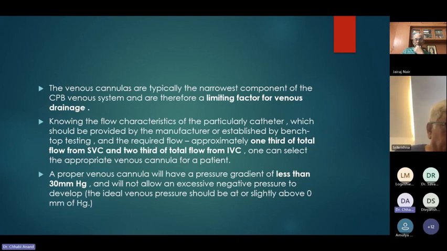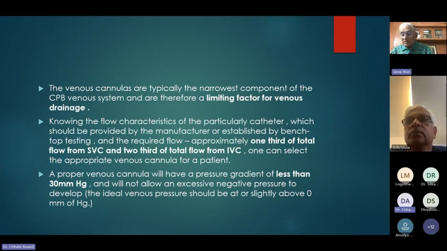These venous cannulas are typically the narrowest component of the CPB venous system and are therefore a limiting factor for venous drainage. Knowing the flow characteristics of the particular cannula, which should be provided by the manufacturer, established by benchtop testing, and the required flow, approximately 1/3 of the total flow from the SVC and 2/3 of total flow from the IVC, one can select the appropriate venous cannula for a patient.